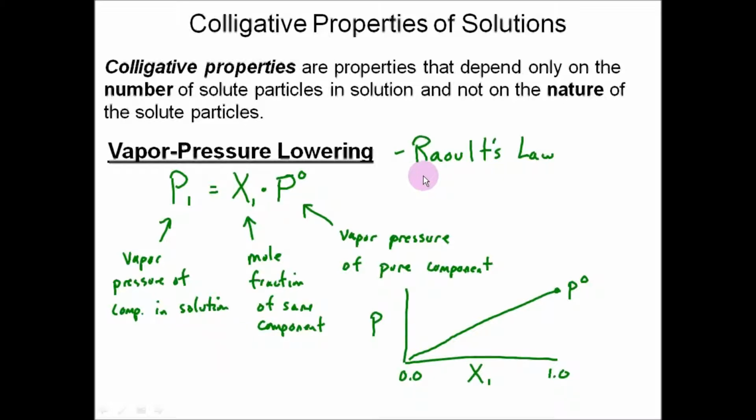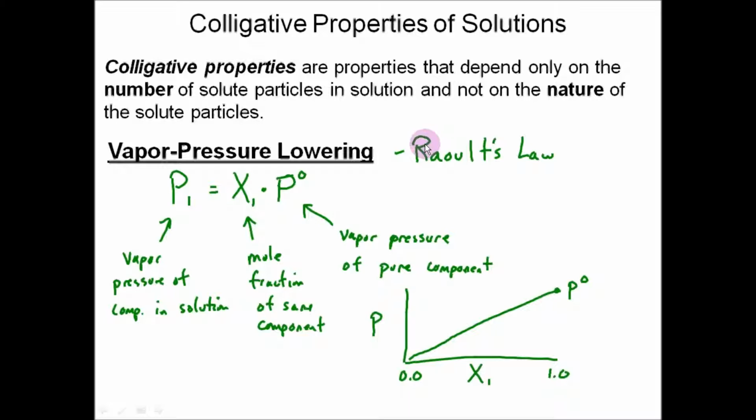But when we dilute that, we reduce the vapor pressure. We reduce the number of molecules that enter the vapor phase. As we dilute that more and more, we reduce the vapor pressure more and more. So here's the equation by which this vapor pressure is reduced. The vapor pressure is reduced by the amount of mole fraction times the vapor pressure when the solvent is pure, or when the component is pure. And this is known as Raoult's law.